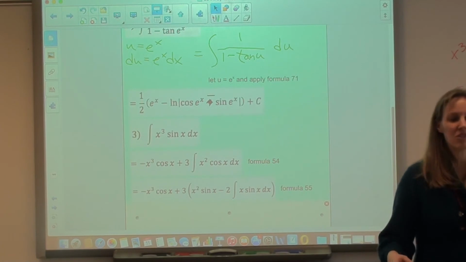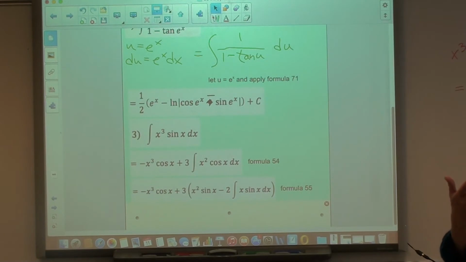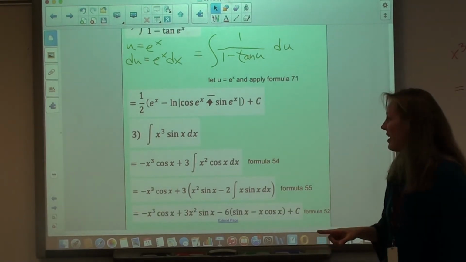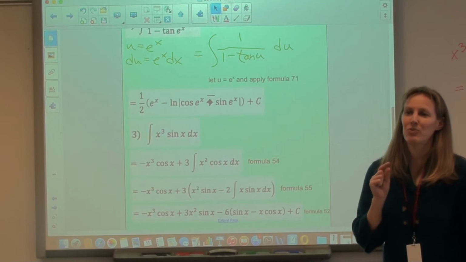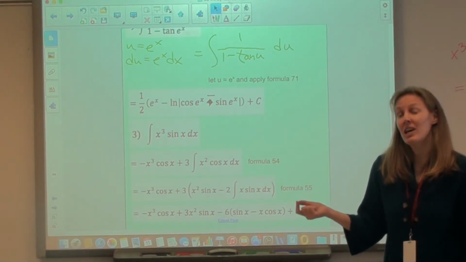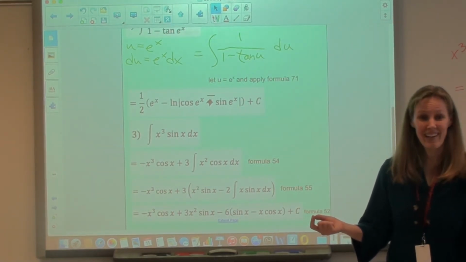I'm doing this example just so that you can see that there are some formulas where you actually have to do formulas within formulas, right? So some formulas, the answer has an integral in it, and then you have to apply a new formula for that integral. Wouldn't it be easier to do it with that method? I will tell you that, in my opinion, the one value from this lesson is that it makes you appreciate knowing how to do them by hand.